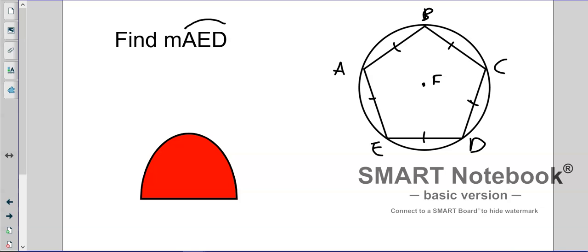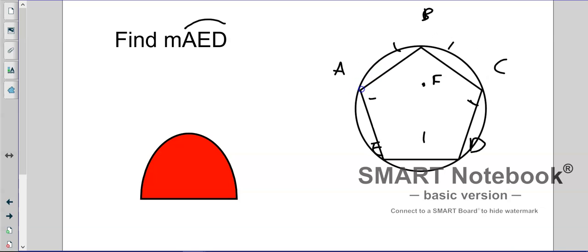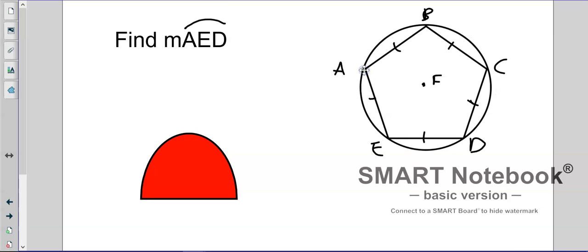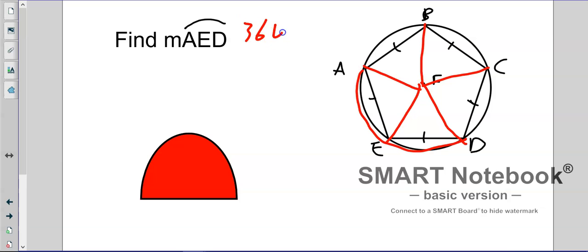All right, find arc AED. So we're going from A to E to D. Well, first off, what we have in here is a pentagon. That means there's 5 angles, 5 central angles. 1, 2, 3, 4, 5. Well, there's 360 degrees in a circle. If we divide it by 5, that means each one of these is 72. Okay? Every central angle is 72, which means every arc is 72.